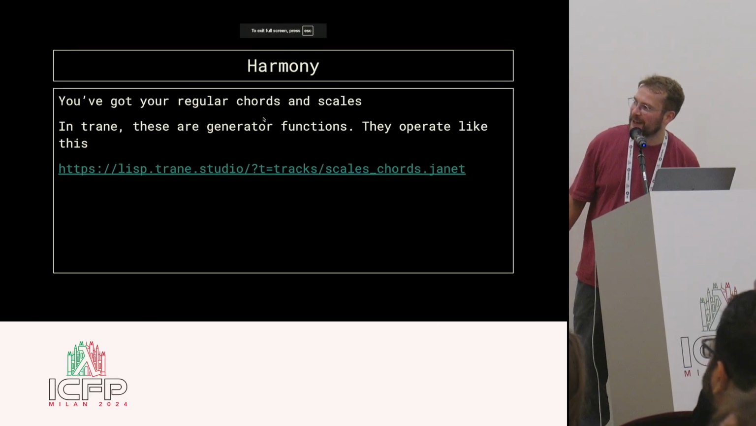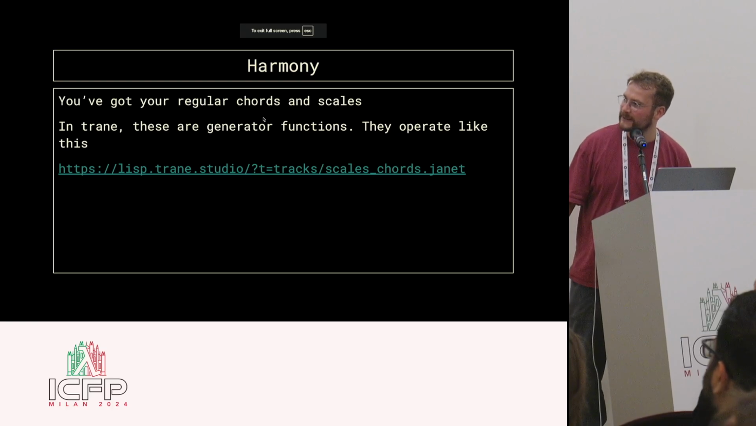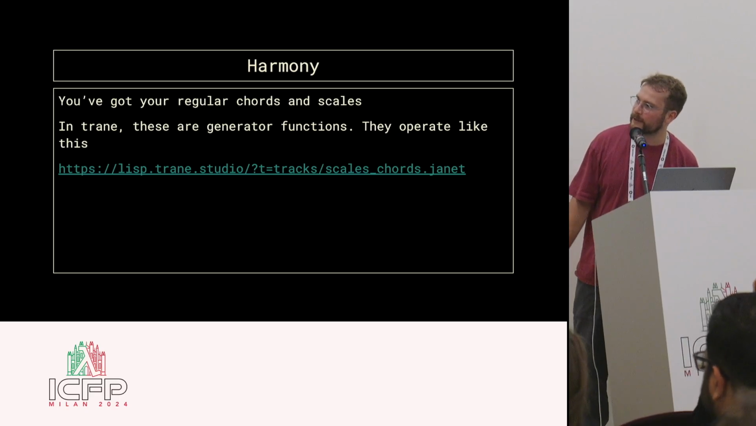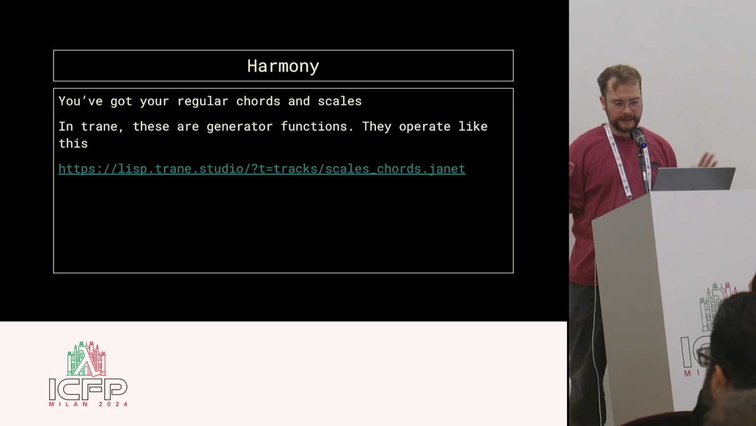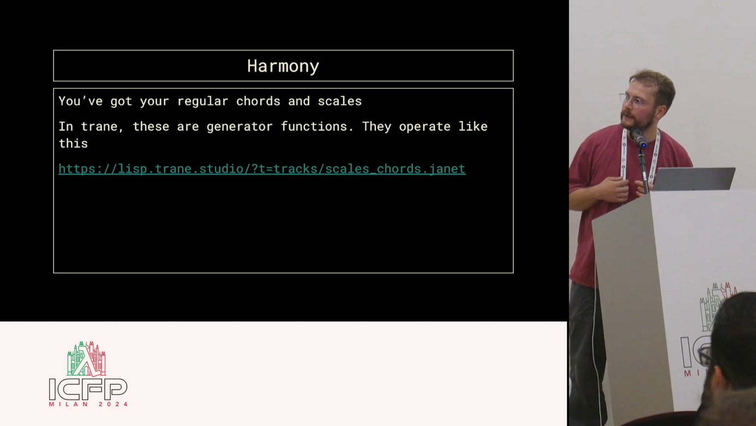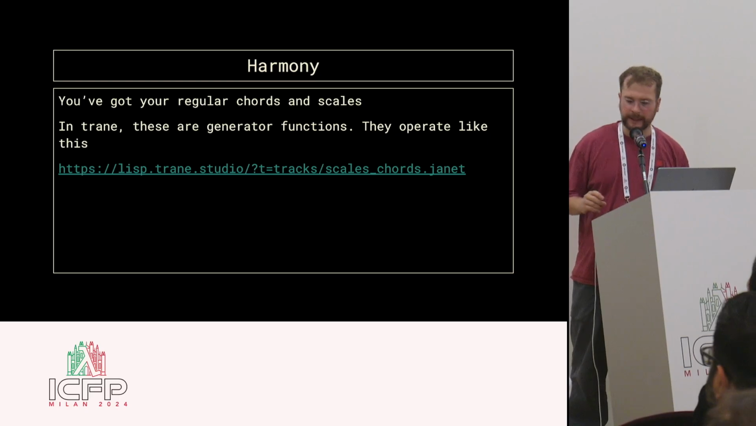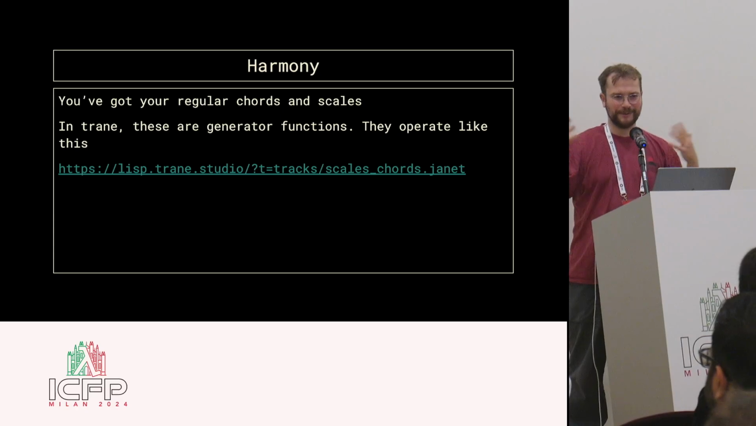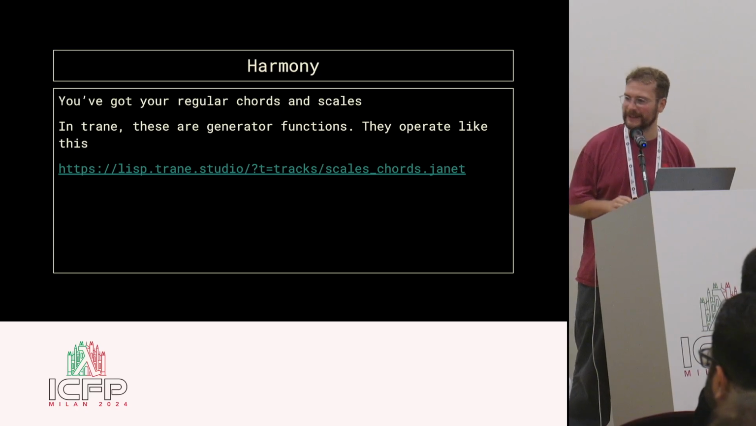Okay, you've got some regular harmonic stuff like chords and scales, and in Trane they're generator functions. So you ask the language to give you a scale in a particular key and type, like a C major scale, and then it will return you a function, and you can use it as an index. So if you want the first note of the scale, you just call the function with 0, and so on.